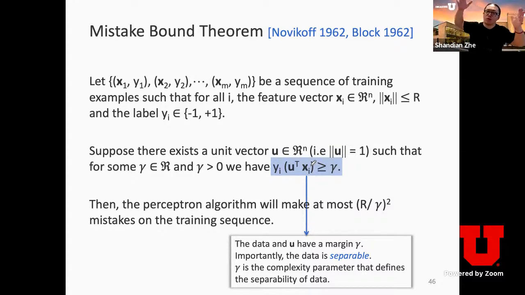It's just a very loose upper bound. So you can imagine that if the data set is linearly separable, there can be an infinite number of separating hyperplanes, right? If you pick any separating hyperplane, you pick a different gamma, so you actually have different bounds. So you might construct an infinite number of upper bounds on mistakes.